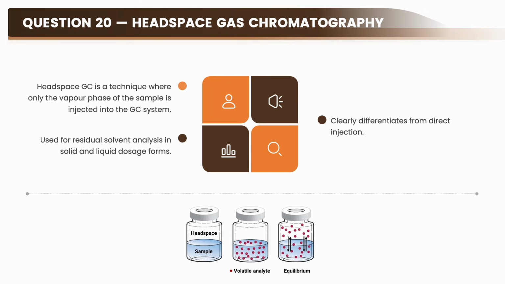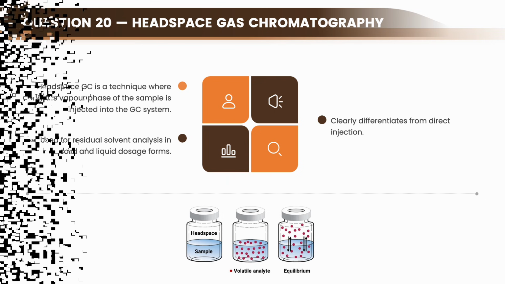Headspace GC is a technique in which only the vapor phase present above the sample is injected into the GC system. The actual sample matrix is not injected directly. This helps in minimizing interference and protects the GC column. This explanation will immediately show your advanced GC knowledge.